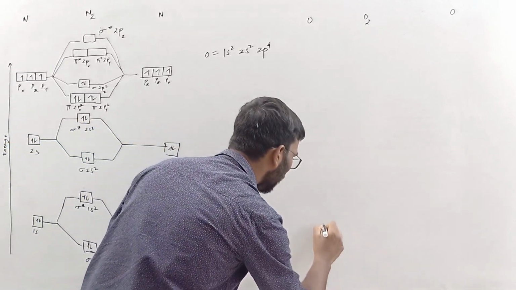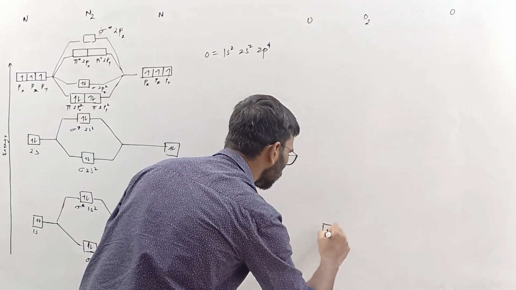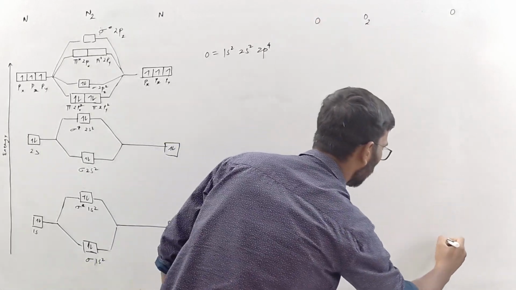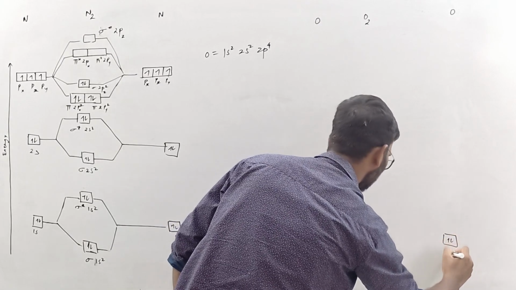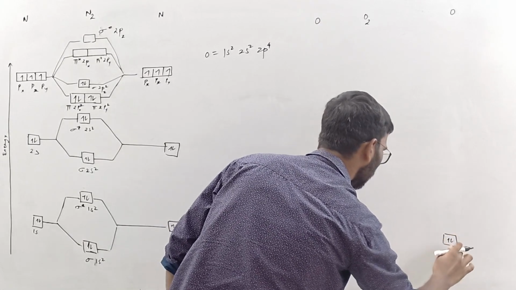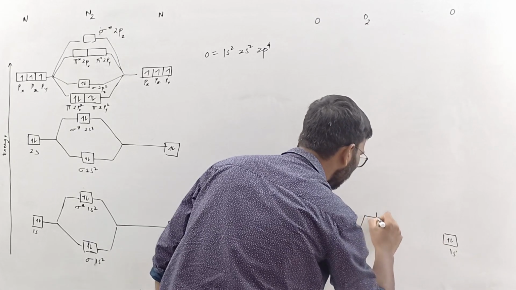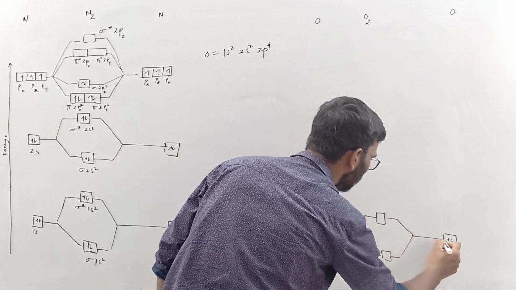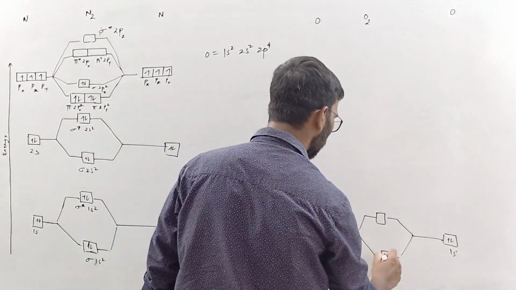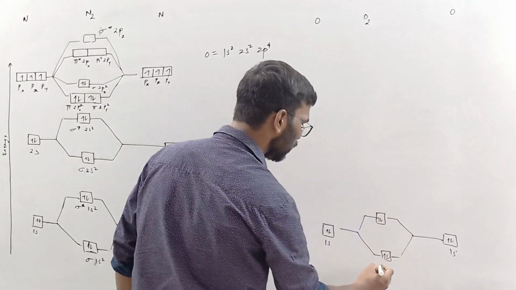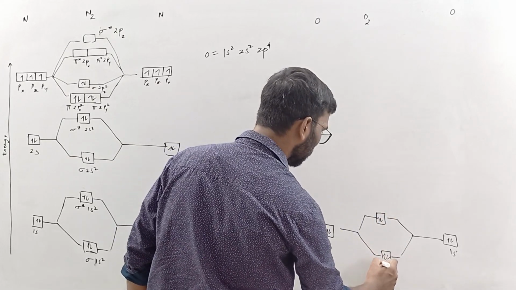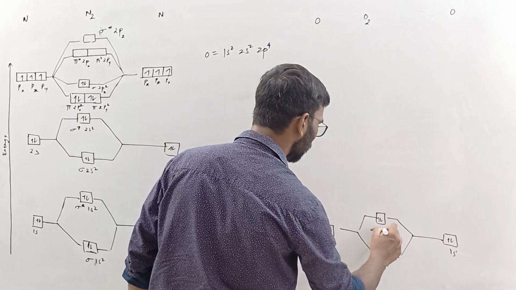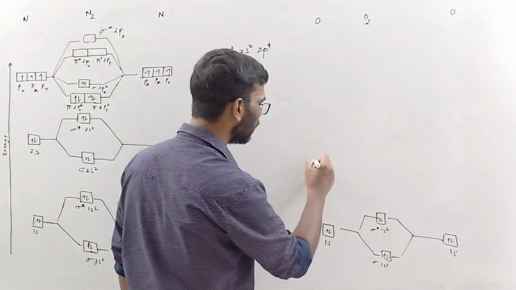So first I write 1s2, and below this I am writing 1s2. Again there will be a bonding and an anti-bonding molecular orbital. Total 4 electrons will go this way. So this is sigma 1s2, and this is sigma star 1s2. Then there is 2s.